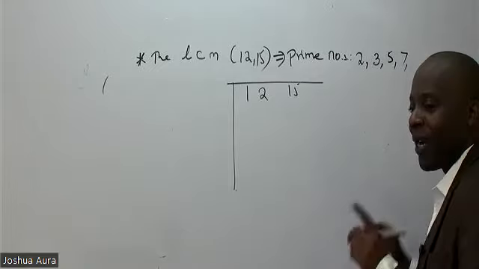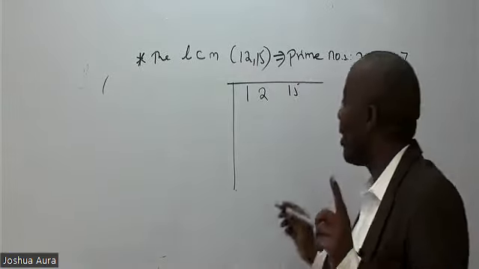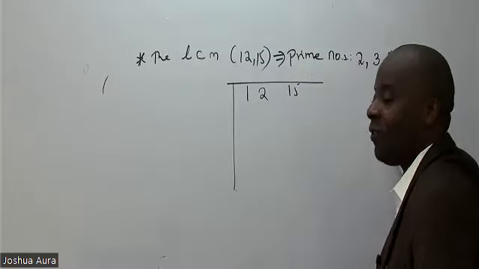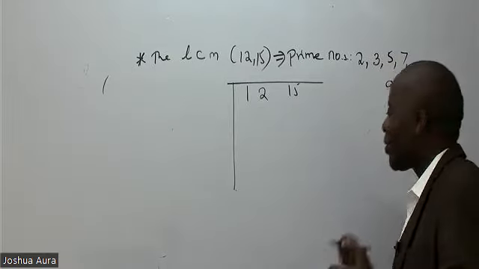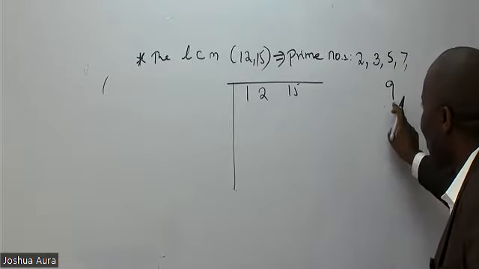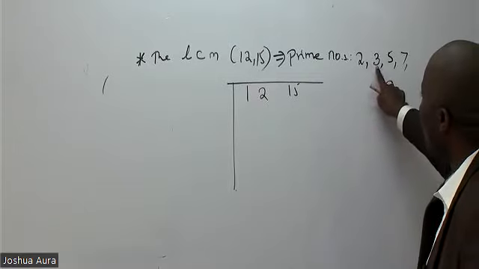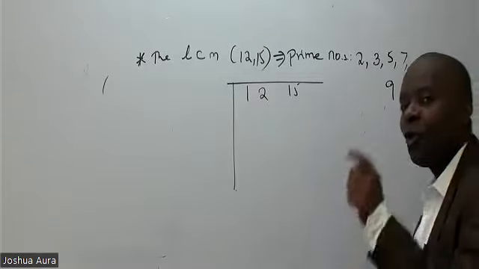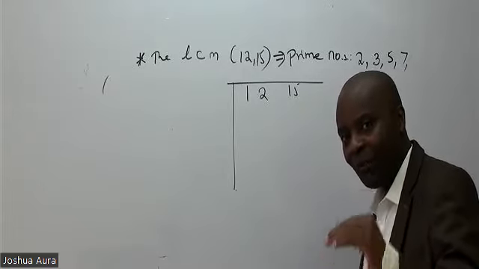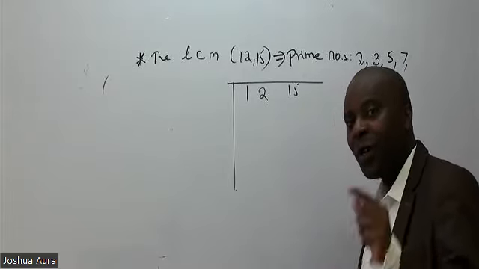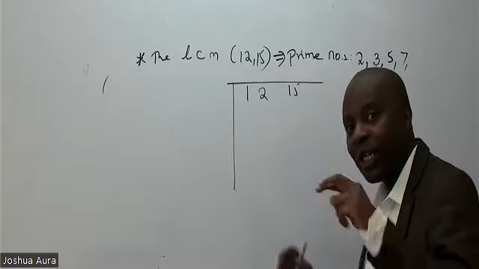9 is not a prime number. Why is 9 not a prime number? Remember, 9 can be factorized. 9 has a divisor: you can divide 9 by 3. For prime numbers, for you to drive them to 1, you can divide them only by themselves, for you to get a whole number.